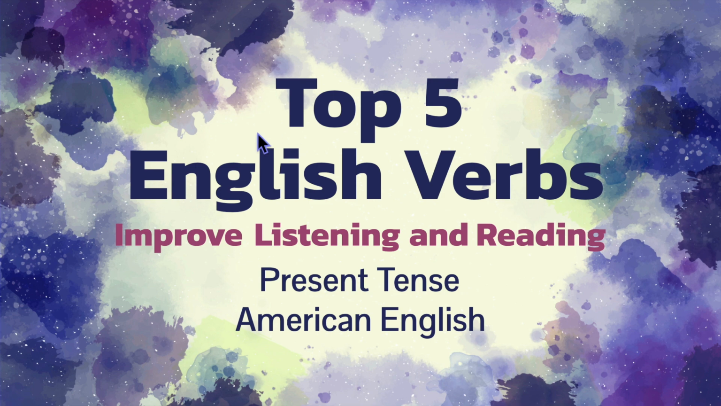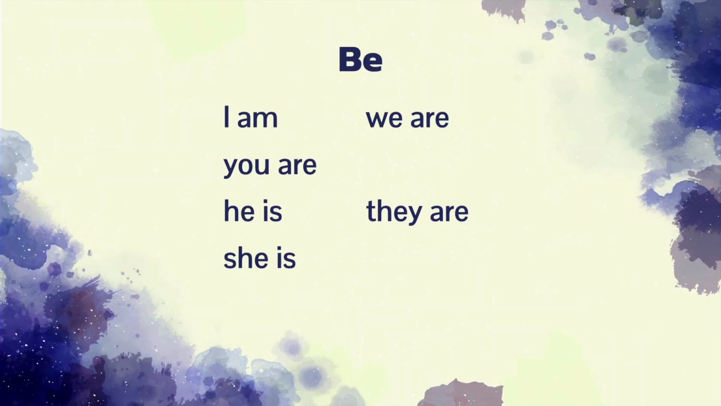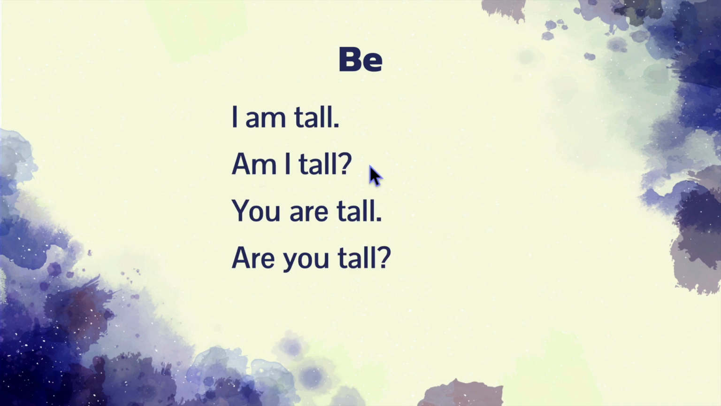We're going to learn the top 5 English verbs in the present tense. Be. I am. You are. He is. She is. We are. They are. I am tall.